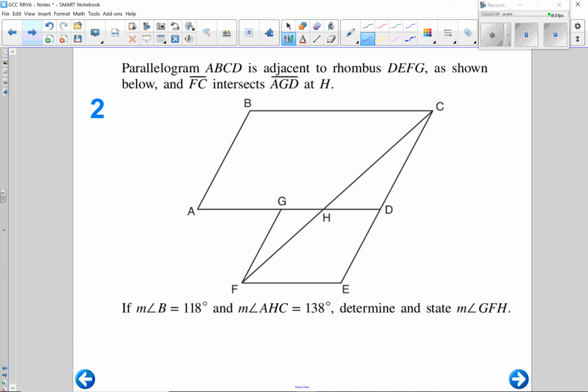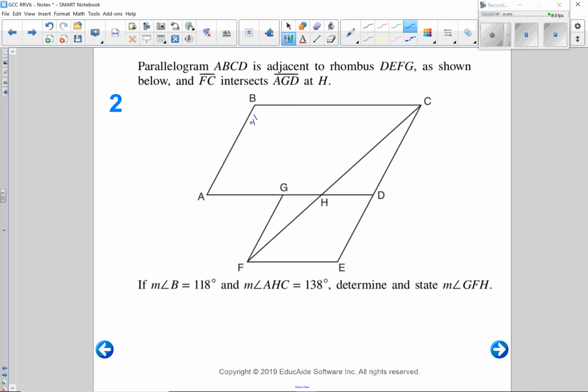All right, question number 2. We've got a parallelogram ABCD adjacent to rhombus DEFG as shown below, and FC intersects line AGD at H. So again, they give us some information here. Angle B is 118 degrees. That's this part here. We've got angle AHC, that's this one here, 138 degrees. And we are asked to determine what GFH is. GFH, so we're looking for this over here.